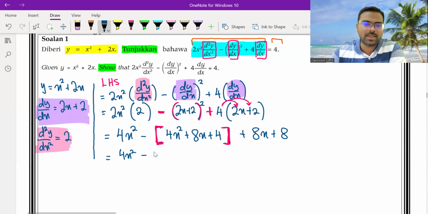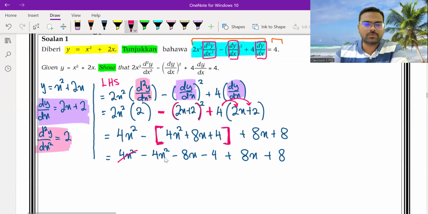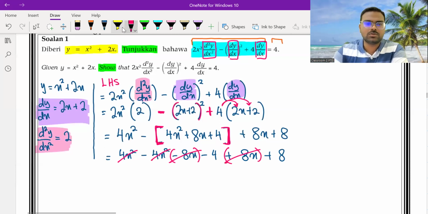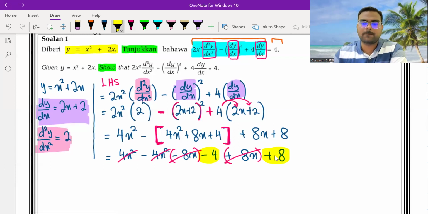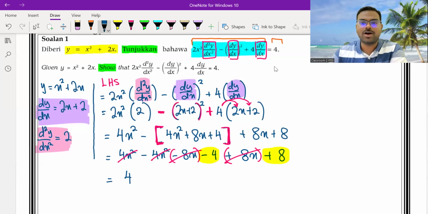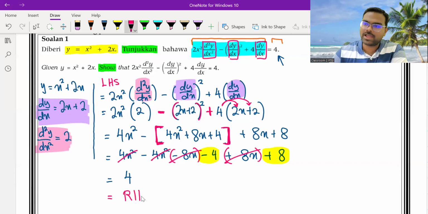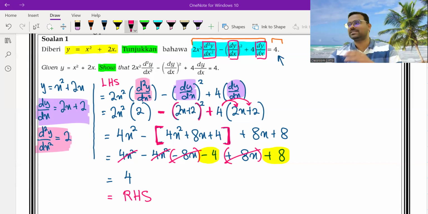So we expand this, kita akan dapat 4x square minus 8x minus 4 plus 8x plus 8. So 4x square minus 4x square burn. Negatif 8x tambah 8x burn. So tinggal dekat sini negative 4 plus 8. Kalau susah sangat tekanlah kalkulator. Negatif 4 tambah 8. What do you get? You got your right hand side, 4. So kita tulis dekat sini sama dengan right hand side. Finish. And you're done. So the objective over here is kita dah tunjukkan sebelah kiri sama dengan sebelah kanan.